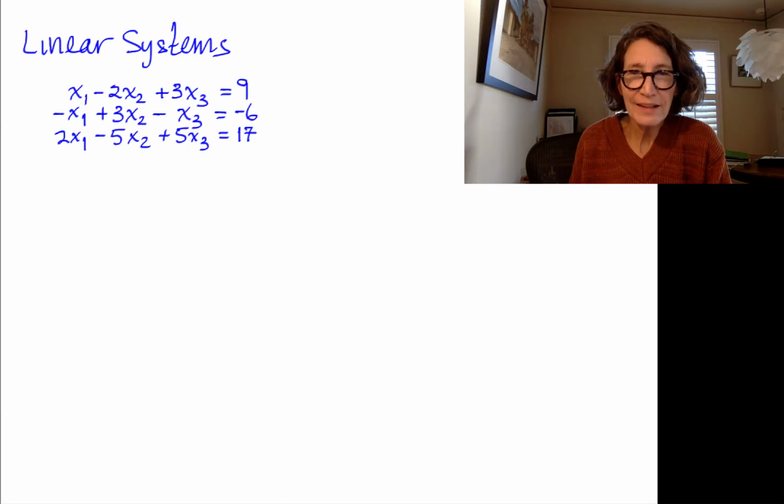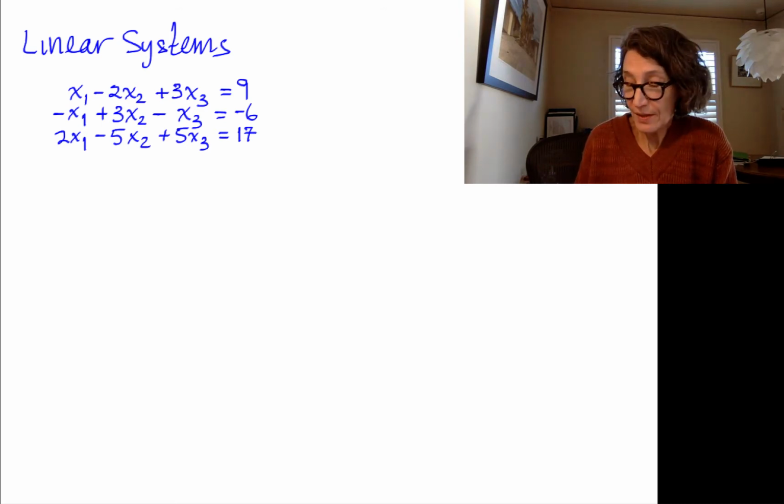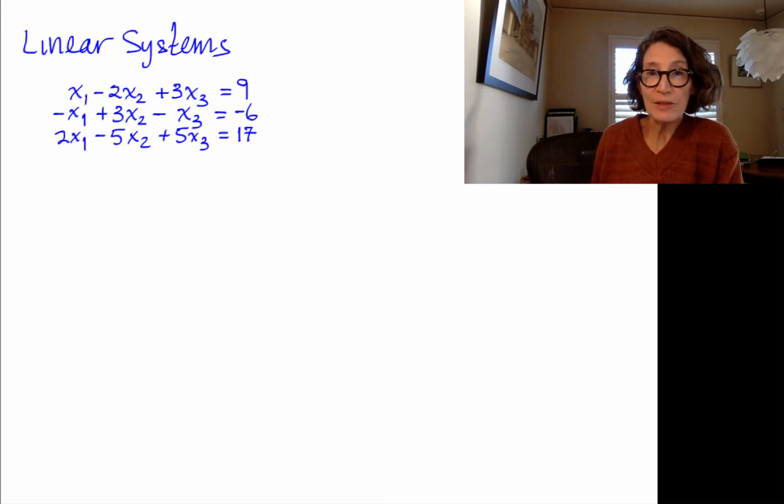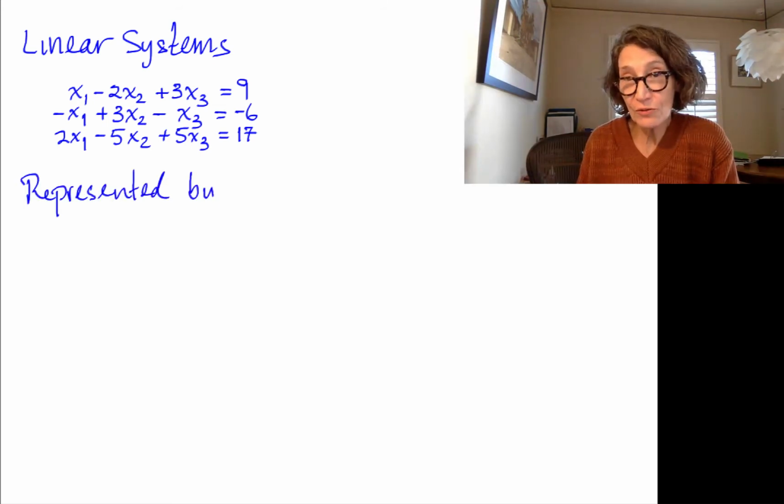Hi, welcome back. In this video, we're going to look at a couple of different ways to represent a system of linear equations using matrices. So we're going to represent this system: x1 minus x2 plus 3x3 equals 9, negative x1 plus 3x2 minus x3 equals negative 6, 2x1 minus 5x2 plus 5x3 equals 17. We're going to represent this in two different matrix equations.